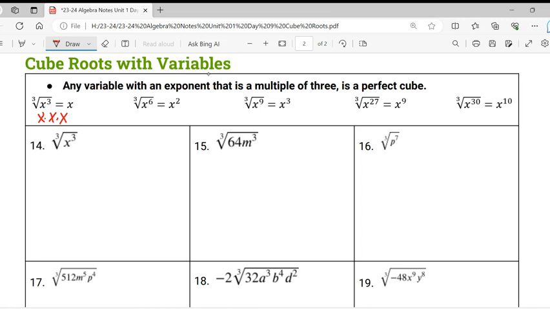X to the 6th, there's 6 of them. So that means there's 2 sets of triplets. That's x to the second power. Notice too, we're really dividing our exponents. 9 divided by 3 is 3, so I'll have x to the third power. 27 divided by 3 is 9, so I get x to the ninth power. 30 divided by 3 is 10, I get x to the 10th power.